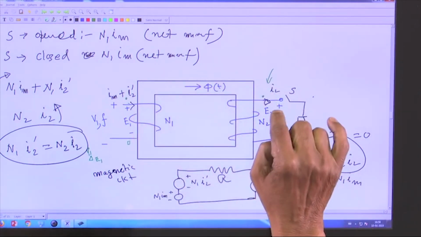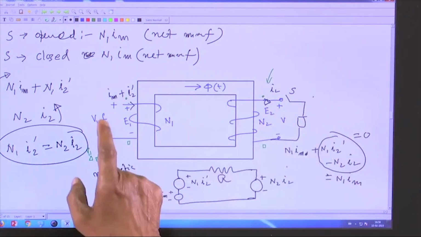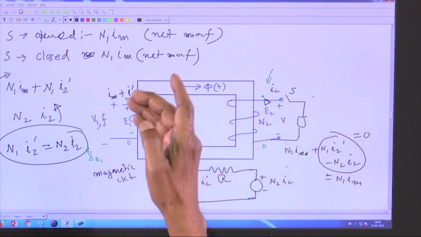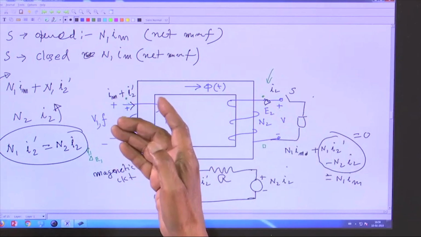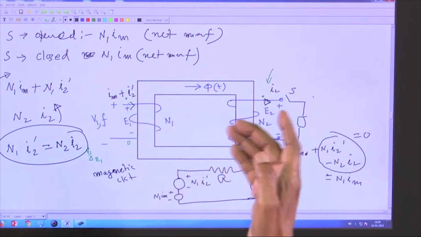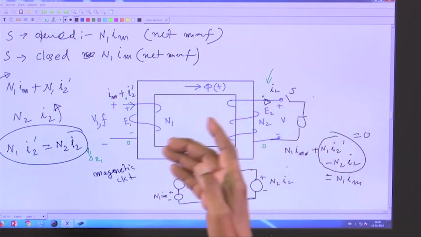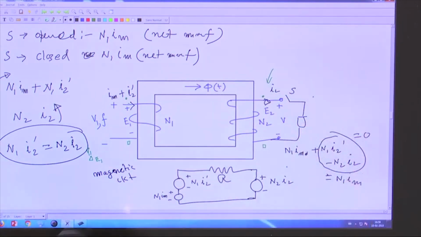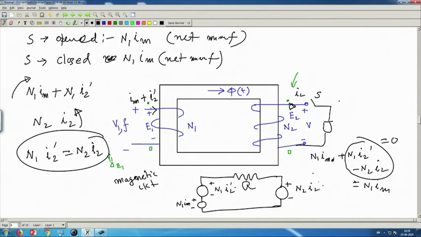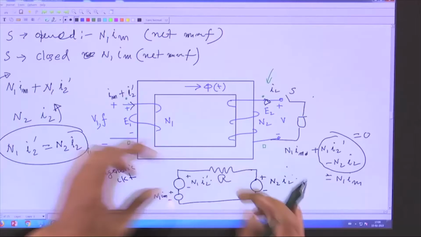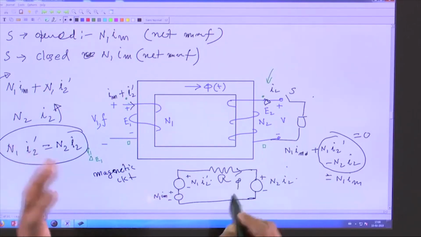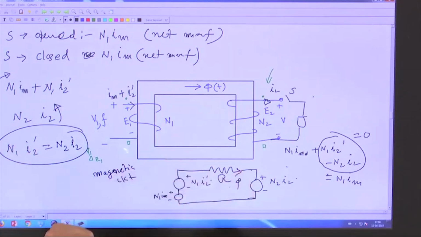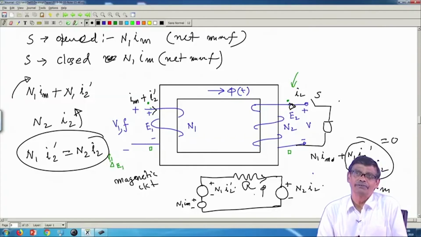The moment you close, then what happens? Initial MMF was N1IM with S opened. Final net MMF has to be N1IM. If these two are equal, these and these are equal, these two MMFs will cancel each other and flux remains N1IM by reluctance. That was the idea. Please go through it. Hope you have understood. Thank you.